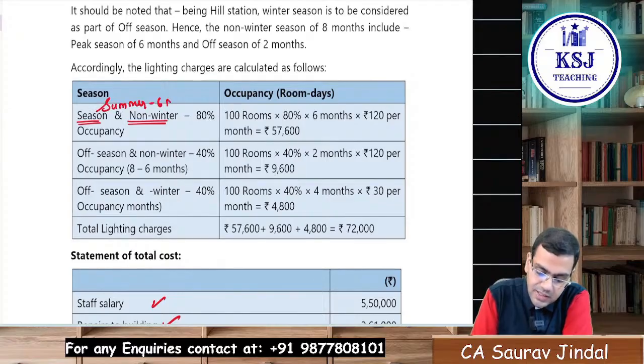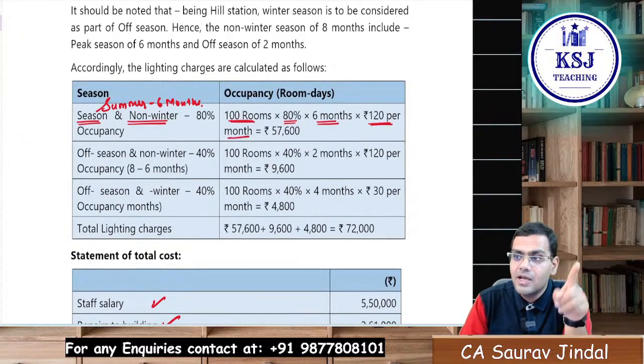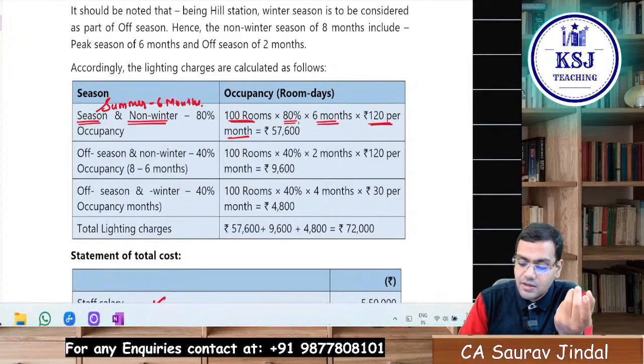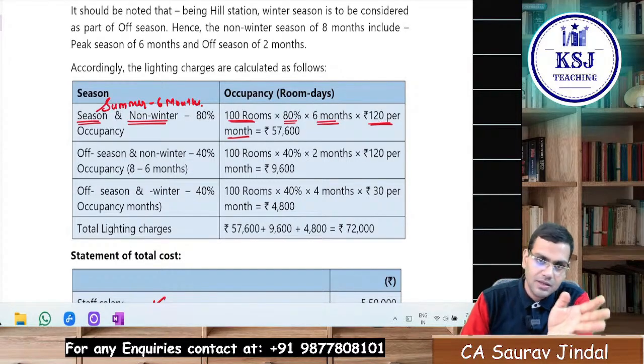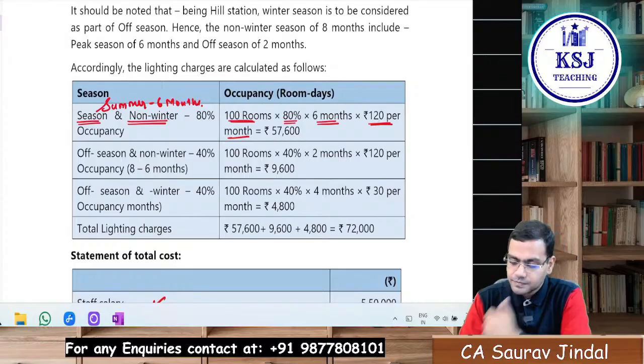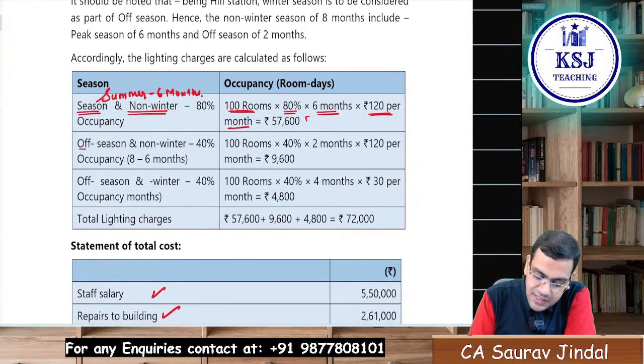Summer, how many? 6 months, right? So 100 rooms are there, 80% is the occupancy. Obviously the lighting will depend upon the occupancy for 6 months, and 120 rupees per month is the rate. We have not taken the days here because the rate is given monthly. So we'll write 100 rooms, 80% occupancy for 6 months, and 120 rupees per month is the rate. Clear? 57,600.